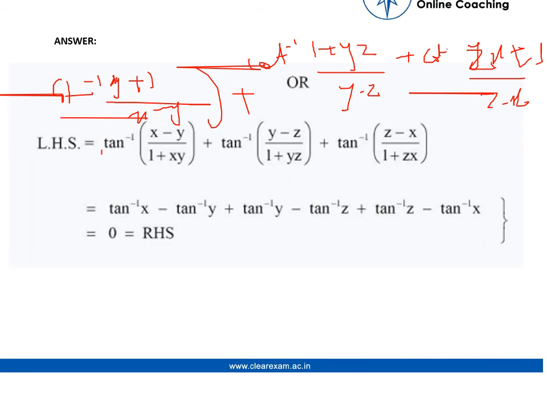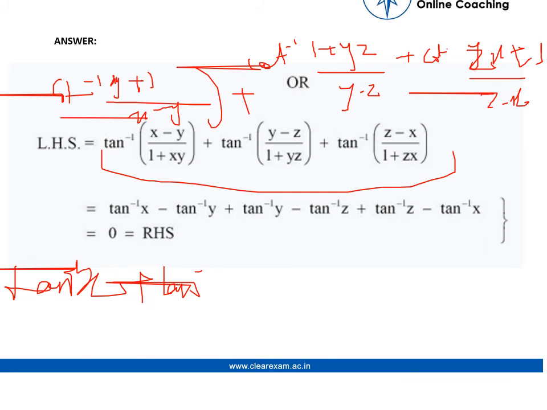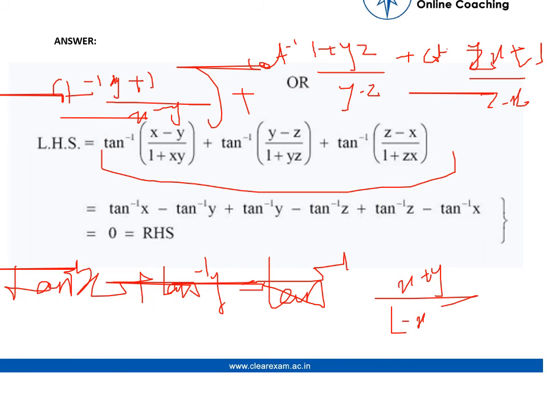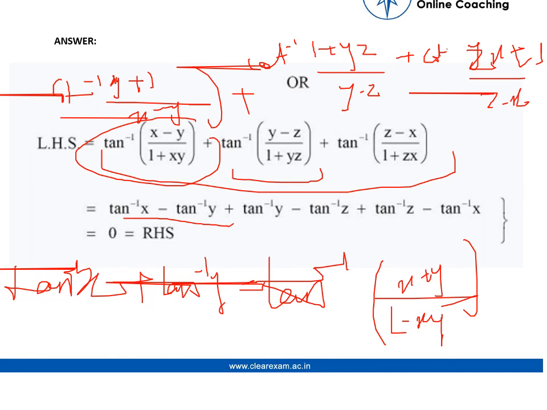So taking the inverse, we get this equation, and similarly by using the first property, which was tan inverse x plus tan inverse y equals tan inverse of (x+y) upon (1-xy). So here, from this equation, we get tan inverse x minus tan inverse y. From this equation, we get tan inverse y minus tan inverse z. From this, we get tan inverse z minus tan inverse x. So x and x get cancelled, y and y get cancelled, and z and z get cancelled. We get 0, which is the final answer. Thank you.